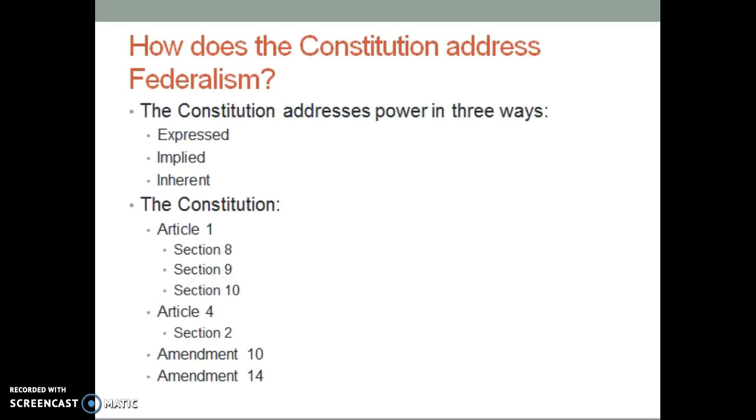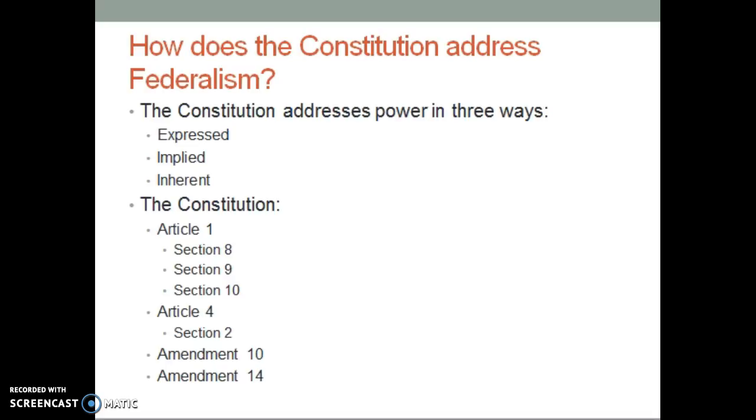All right. So the Constitution addressing federalism. There's three different categories that get addressed in the Constitution. You've got express powers, implied powers, and inherent powers, and we're going to go into those in a good bit more detail in the next several slides.